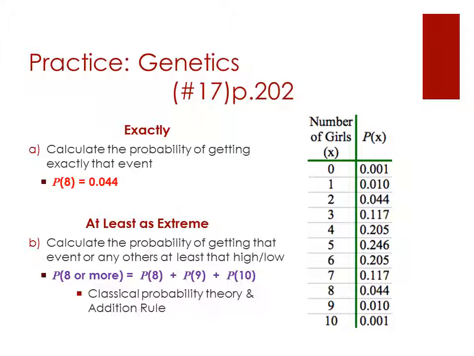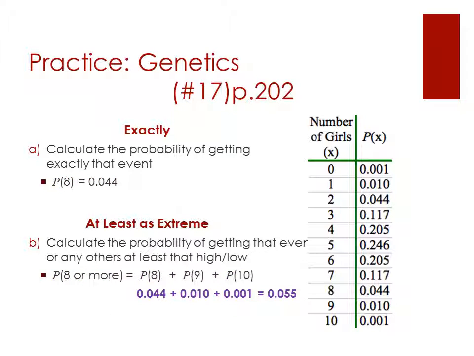So this is where we have to apply a math rule to be able to understand how we're going to take our P of 8 or more. And again, we're looking at something that's getting at least as extreme. So then we have our classical probability theory and our addition rule, as we have specified here. So you're going to take your value for P of 8, add to it your value for P of 9, and add to that the value for P of 10. So pause the video for a moment, plug those into the formula and get your answer, and then turn the video back on and let's check that together.